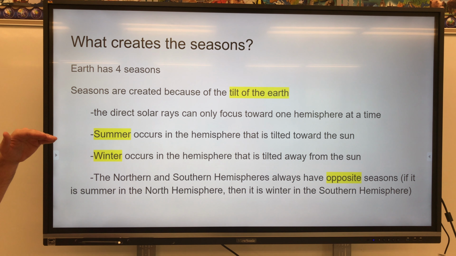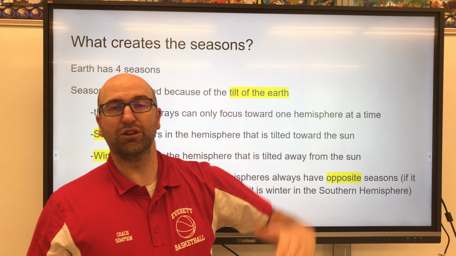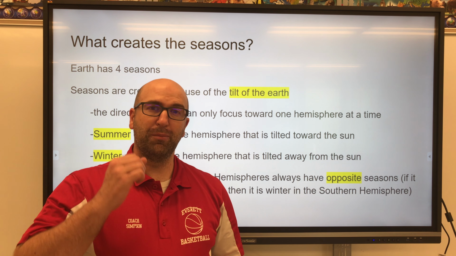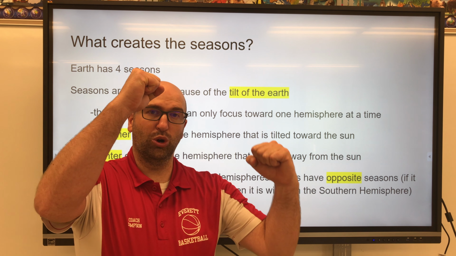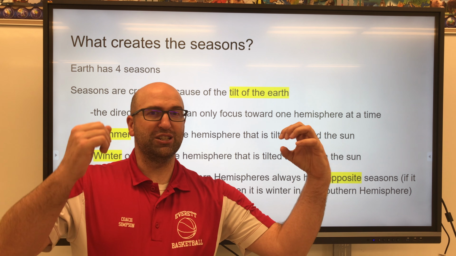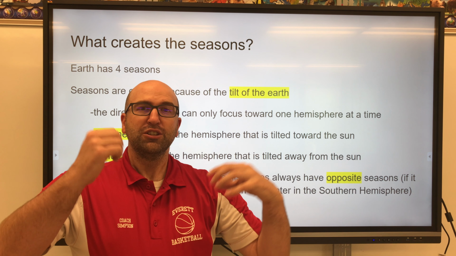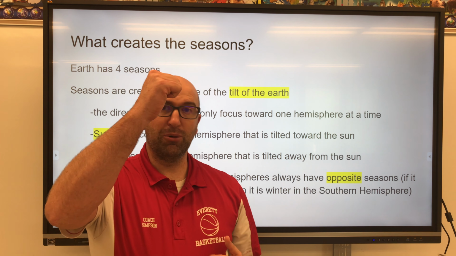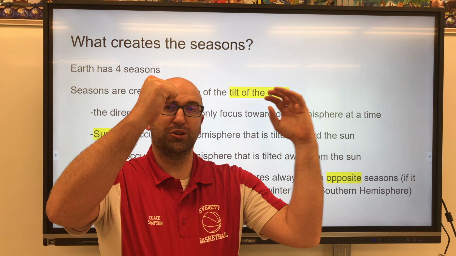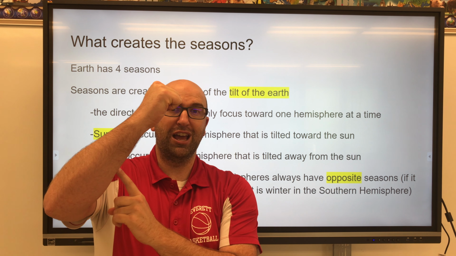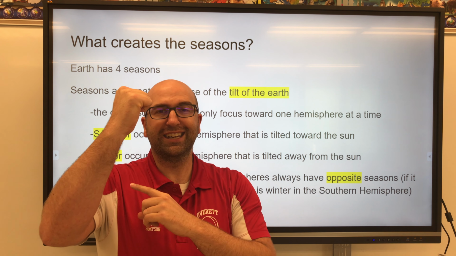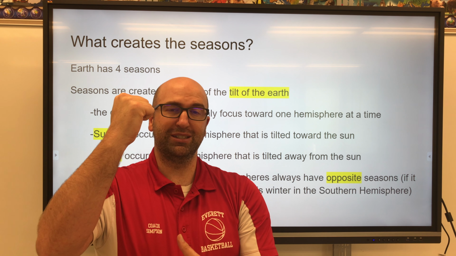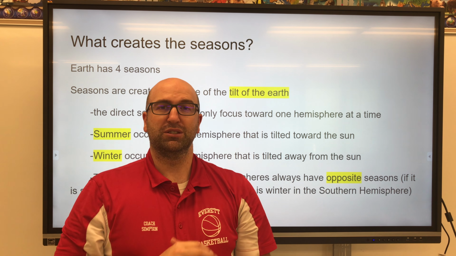And the reason being is only one hemisphere, northern or southern, can be tilted towards the sun at once. So if the northern hemisphere is the hemisphere that's tilted towards the sun, the direct rays are focused in the northern hemisphere. So the northern hemisphere is getting the warmer solar energy. So if it's summer in the northern hemisphere, where this direct energy is hitting, the southern hemisphere is pointed away from the sun. It's not getting the solar rays. So they're going to have the opposite season and the opposite energy than the northern hemisphere.